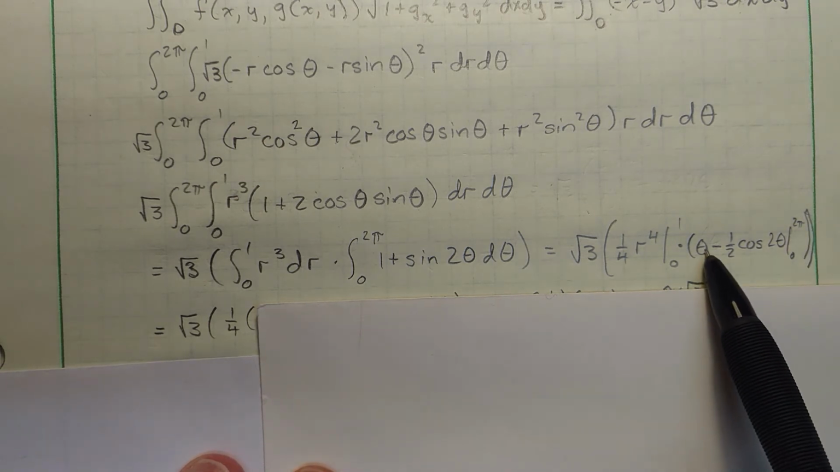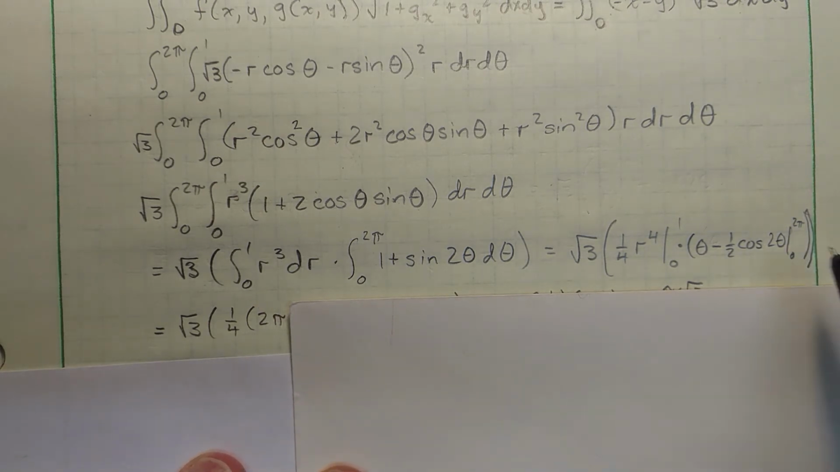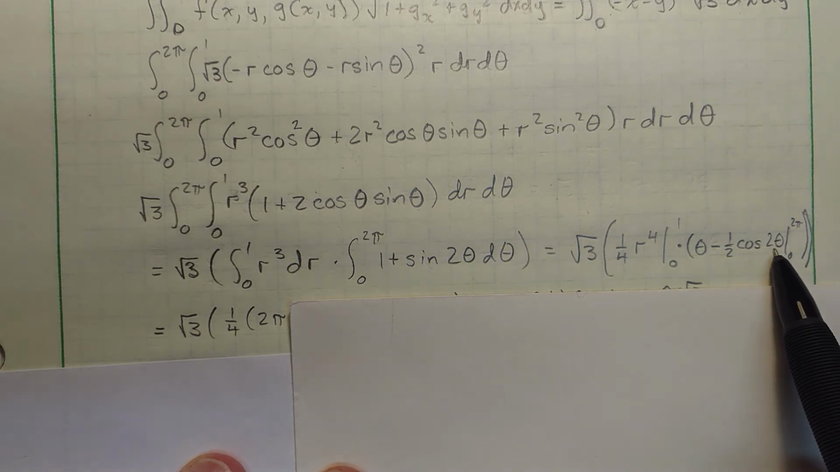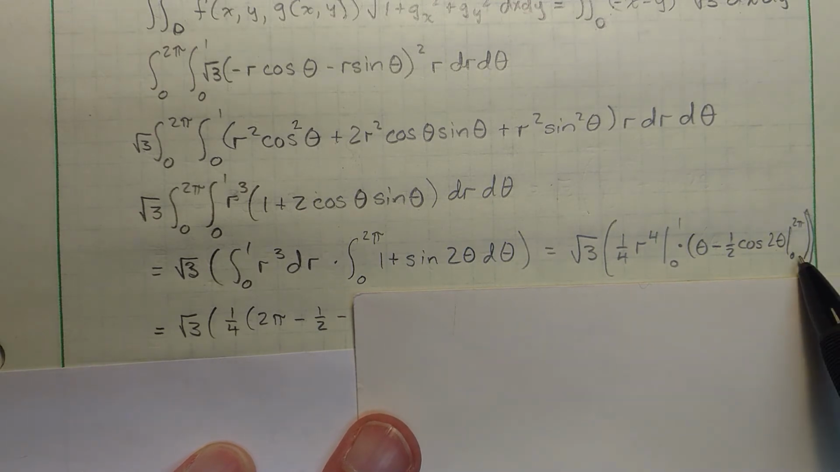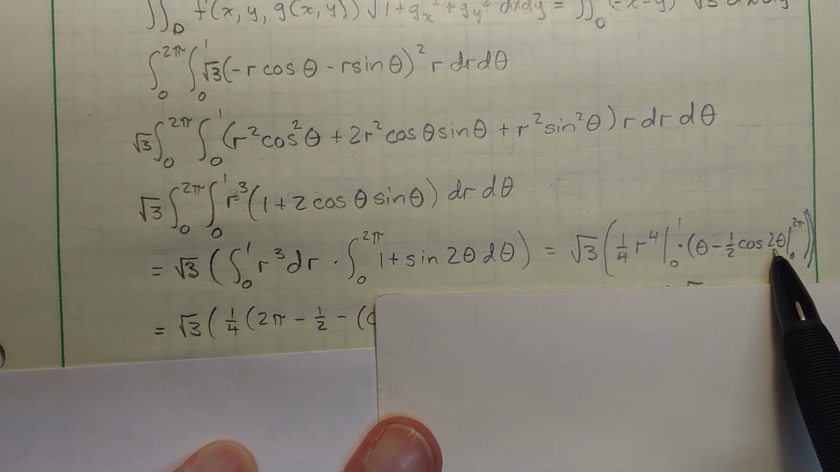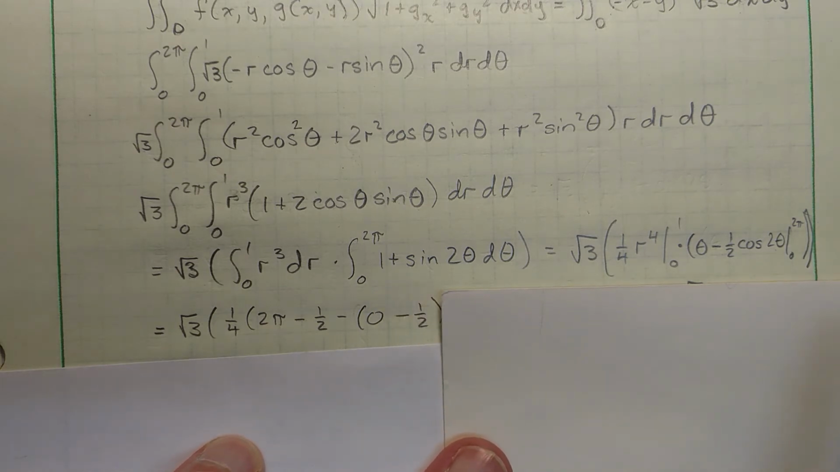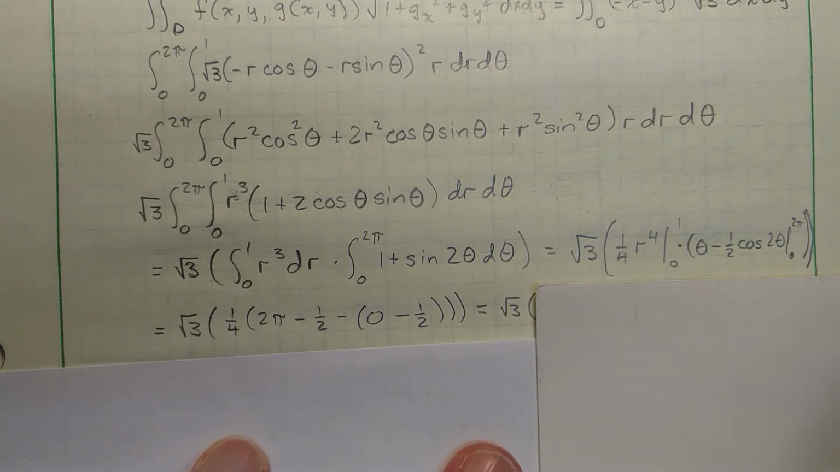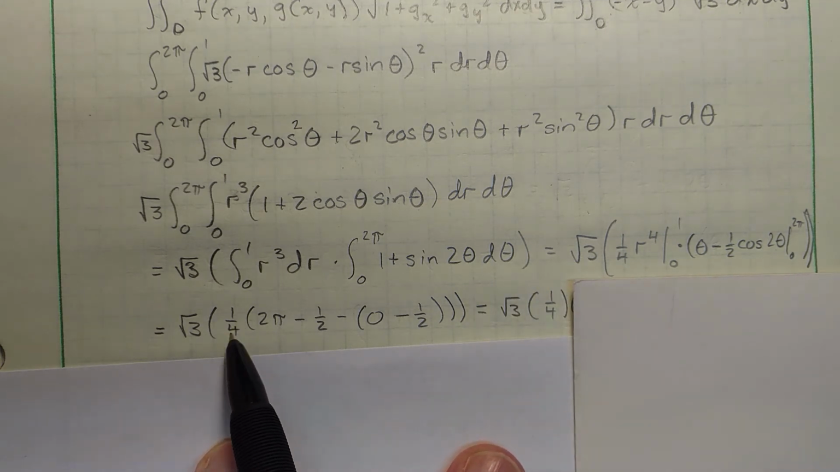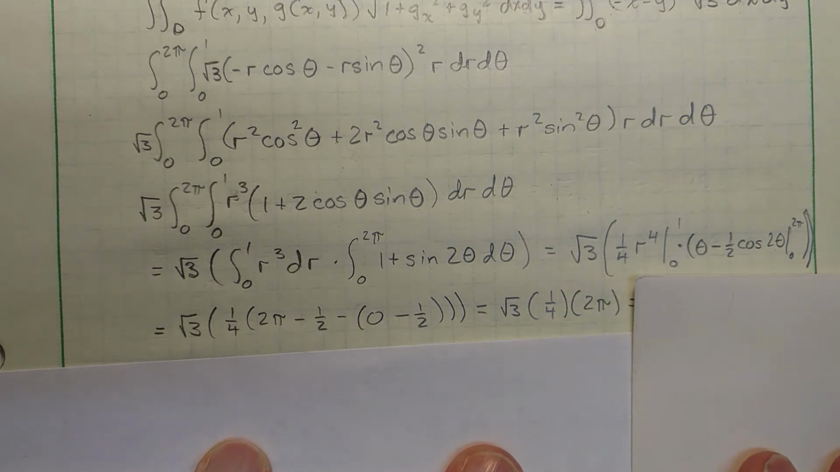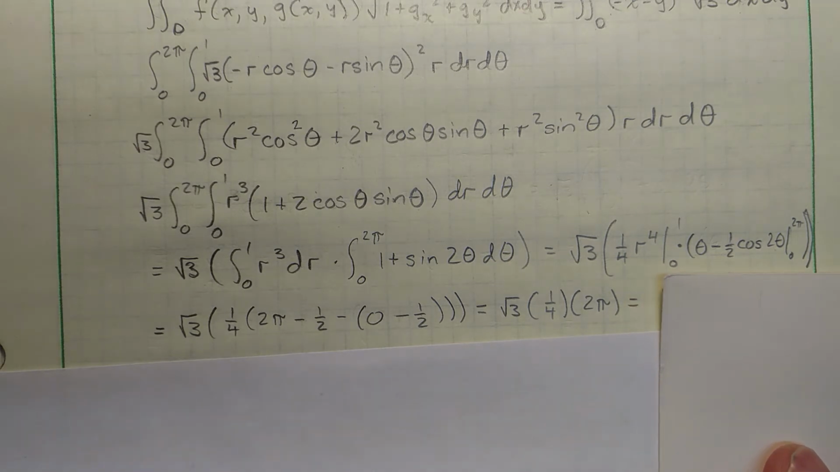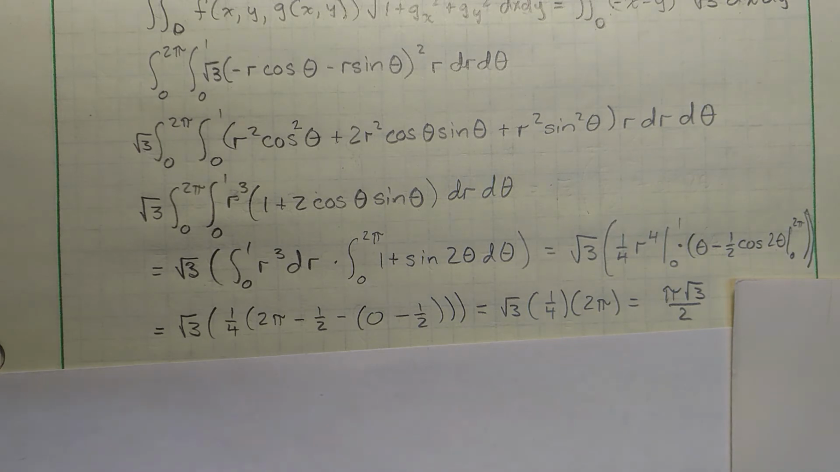So when I put in 2 pi, I get 2 pi minus, putting in 2 pi here, that becomes 1, so that becomes minus 1/2, minus, when I put in 0 in there, I get 0. When I put in 0 in there, I get a minus 1/2. So notice what I end up getting here. I get radical 3 times 1/4. And if I look in here, the 1/2s cancel because I've got negative 1/2 plus 1/2. I just have 2 pi. So simplifying down, looks like I get pi radical 3 over 2. And that's my answer.